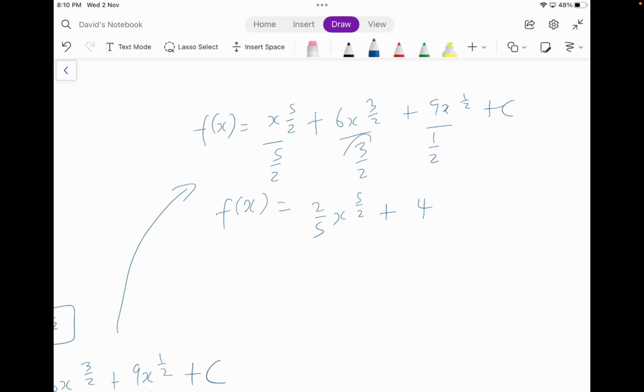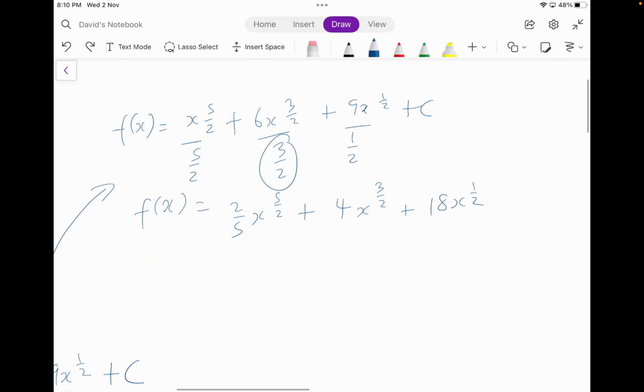all I'm doing is writing this in a better notation. We're taking 3 by half on the top by multiplying the reciprocals of 3 by 2 with the equation. So you get 4x raised to power 3 by 2 plus 18x raised to power half. I'm just changing all these fractions into positive numbers by multiplying their reciprocals with the values, plus c. Now this is a better form of writing down f of x.